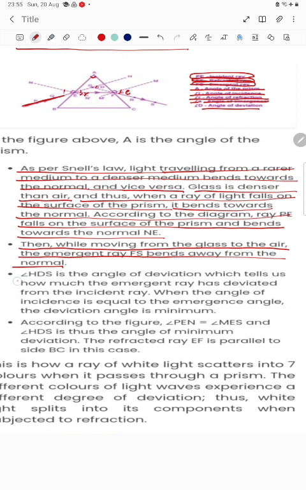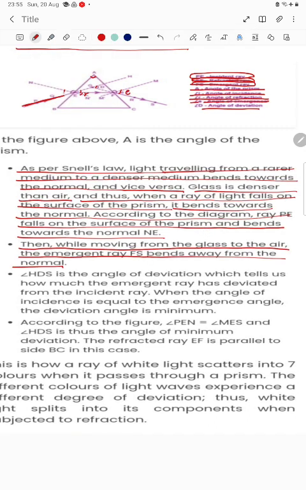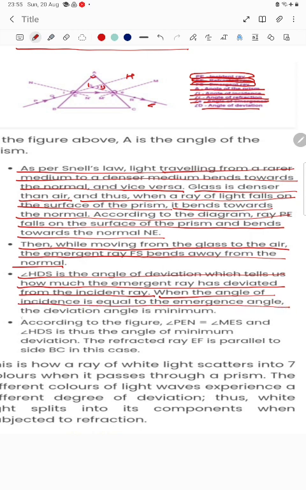Angle HDS, let us see the angle. Where is the HDS? Let me erase all these points, then we will find it here. This is H, this is D, and this is S. Angle HDS is the angle of deviation, which tells us how much the emergent ray has deviated from the incident ray. When the angle of incidence is equal to the angle of emergence, the deviation angle is minimum.